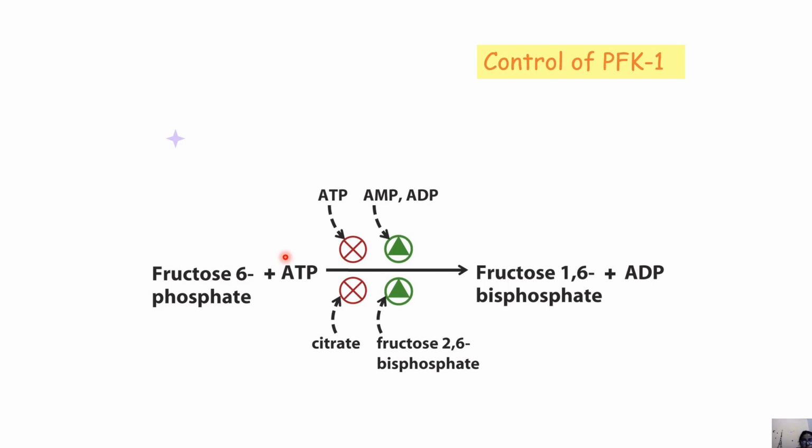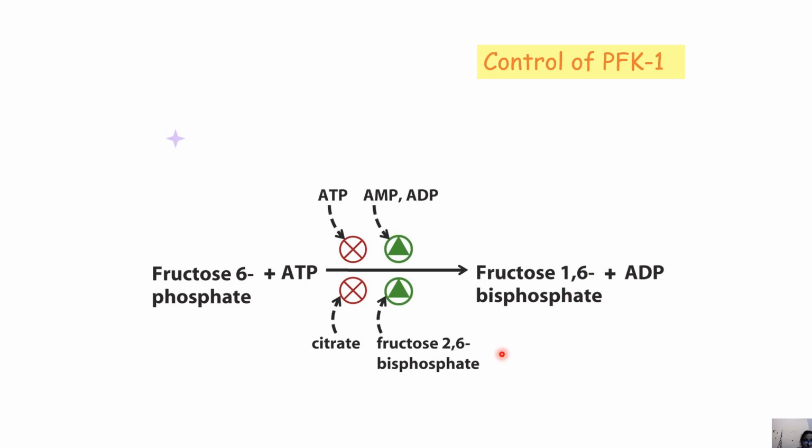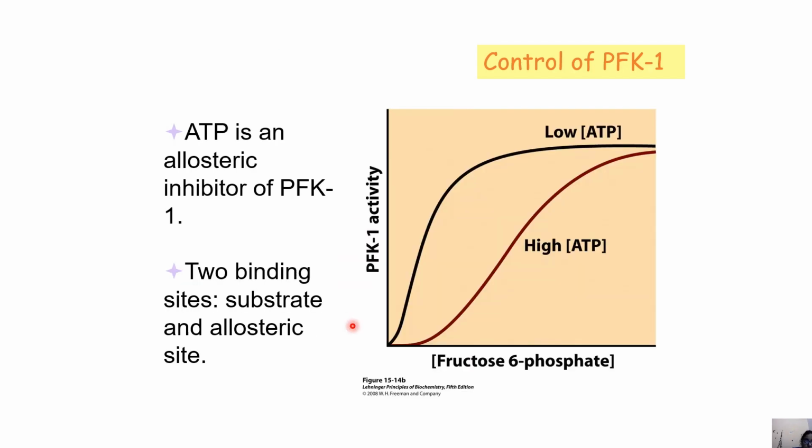Now, how does control of PFK1 happen? Fructose 6-phosphate plus ATP gives fructose 1,6-bisphosphate plus ADP. AMP, ADP and fructose 2,6-bisphosphate will increase the rate of the reaction, whereas ATP and citrate will inhibit it. So ATP is an allosteric inhibitor of PFK1. There are two binding sites, the substrate site and the allosteric site. Low ATP gives good PFK activity, and high ATP gives low PFK activity, because ATP is an allosteric inhibitor of PFK1.